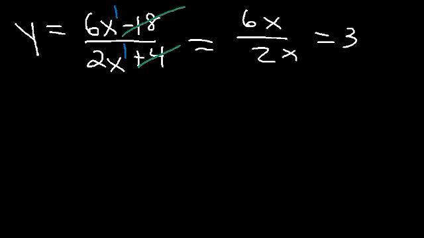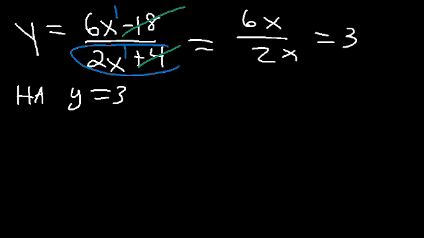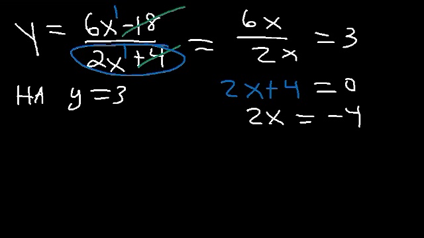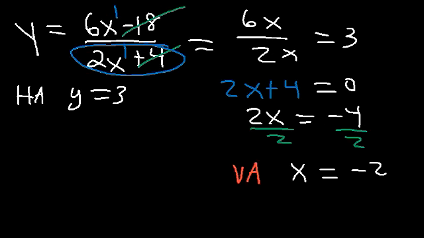So when x becomes very large, y approaches 3. That's the end behavior of the function, both the right side and the left side. So that's the horizontal asymptote for this function. It's y is equal to 3. Now, to find the vertical asymptote, we need to set the denominator equal to 0 and solve for x. So 2x is equal to negative 4 if we subtract both sides by 4. And then if we divide both sides by 2, we can see that x is equal to negative 2. So that's the vertical asymptote for this function.